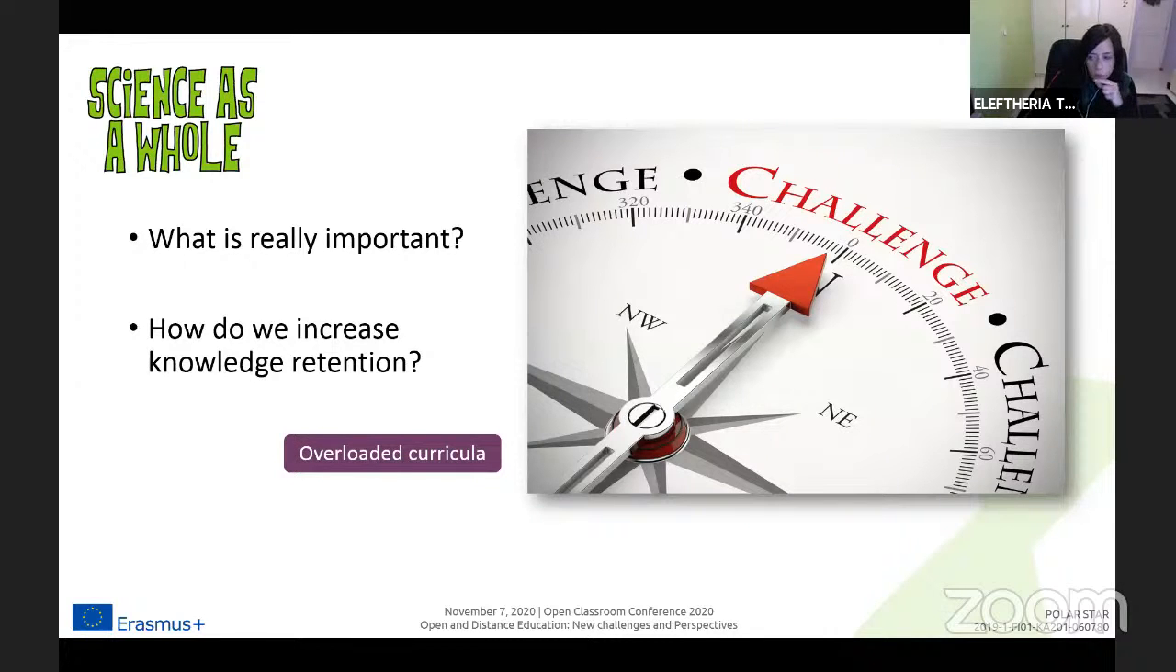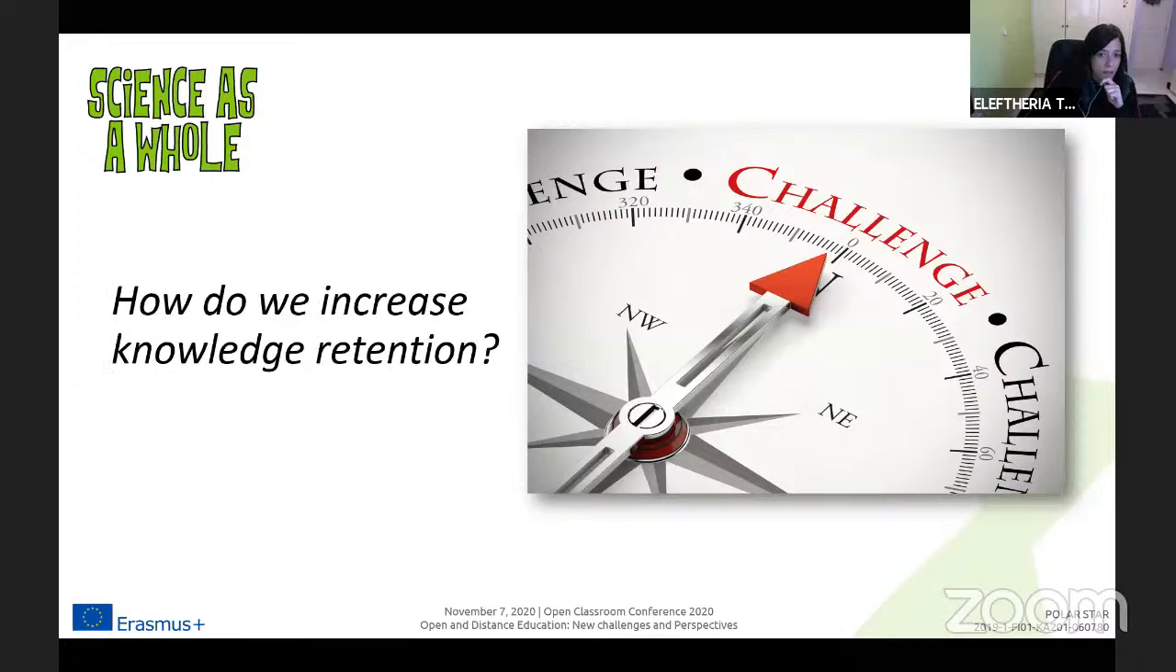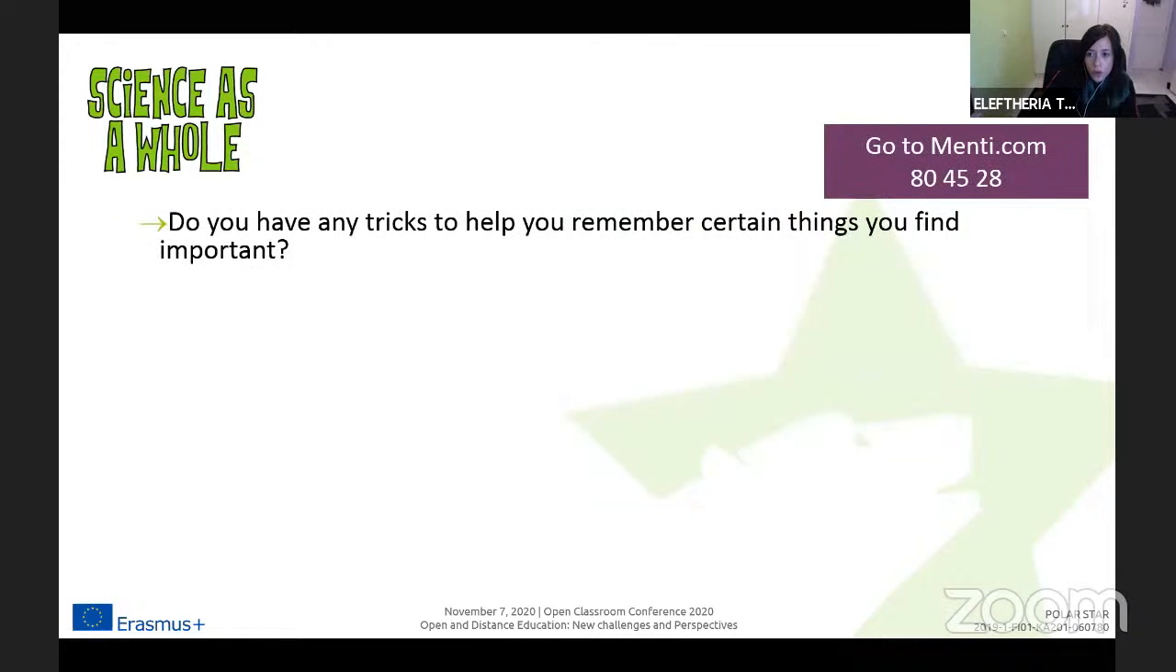From these two questions, I'm going to start with the more technical one, I would say, which is why do we increase knowledge retention? And at this point, I'm going to ask you to do a small activity with me. I would like you to go to menti.com, use this code and answer a couple of questions for me. I'm going to give you 2 to 3 minutes for each of these questions. Just raise your hand when you're there, so I know.